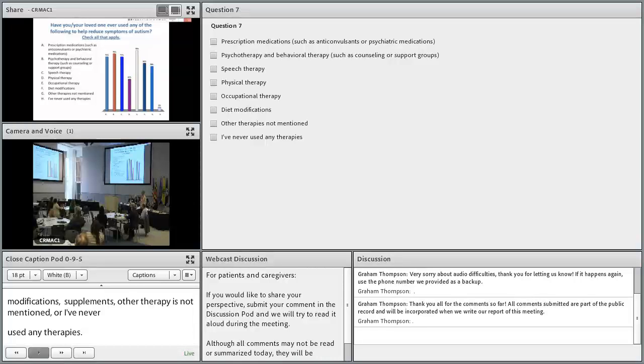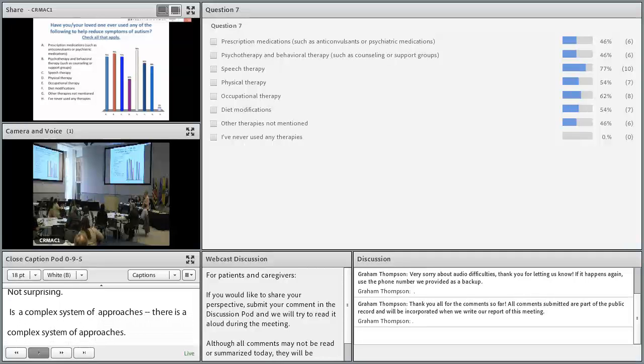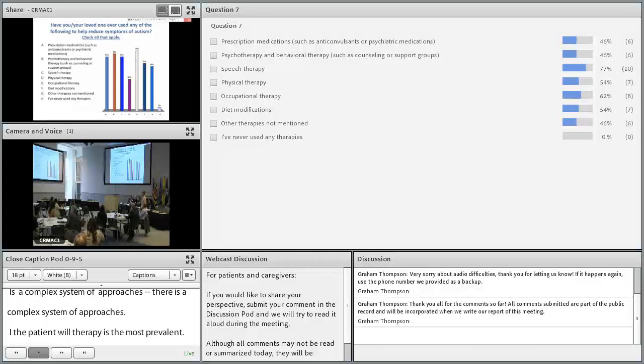It's not surprising. There's a complex system of approaches to managing the health effects of autism, and we've heard that already. Let's just see. Occupational therapy is the most prevalent here in the room, but several of them are highly prevalent here in the room, with physical therapy being the least prevalent.